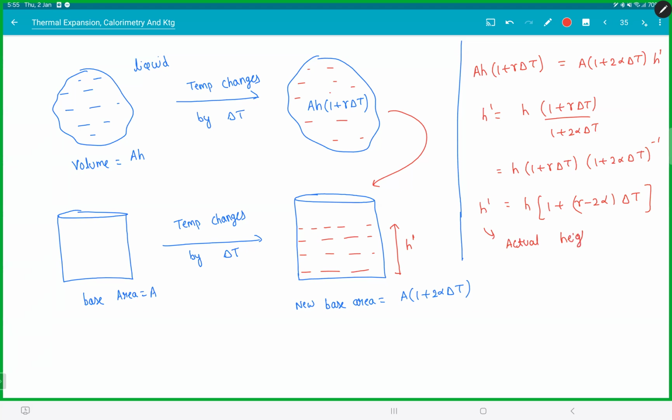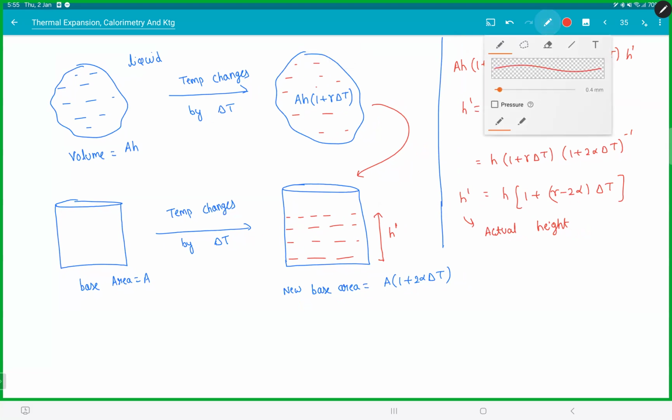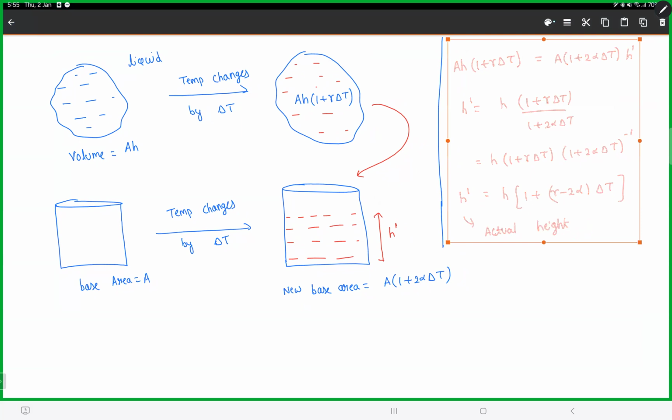So in the exam, if they ask you to find the condition that the actual height of the liquid doesn't change, it is gamma is 2 alpha. It's not gamma equal to 3 alpha. Gamma equal to 3 alpha is something else. That is the height as measured by the scale. But have a look at this. Any doubts on this part, please ask me. Then I'll show you the second one.